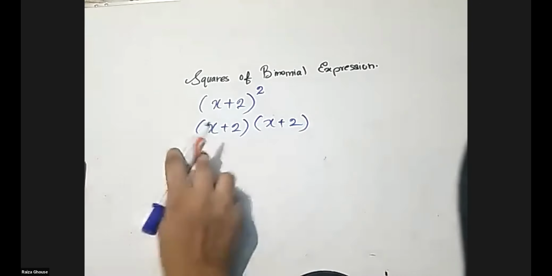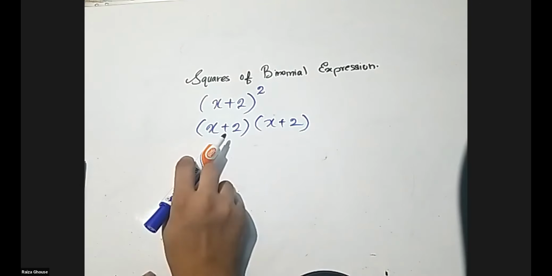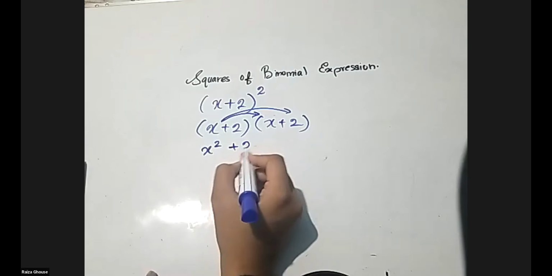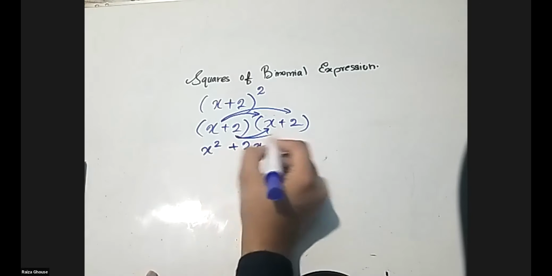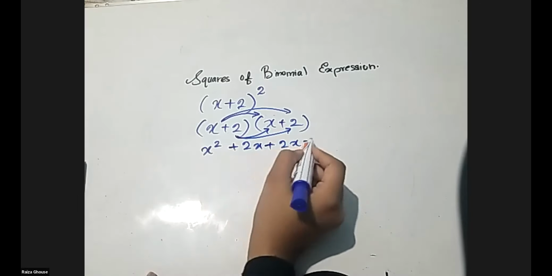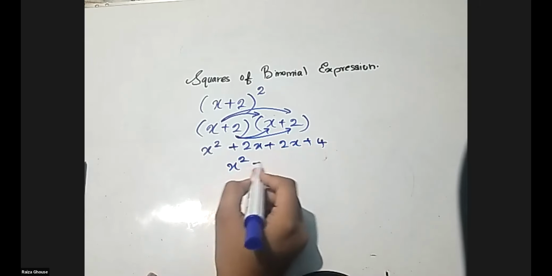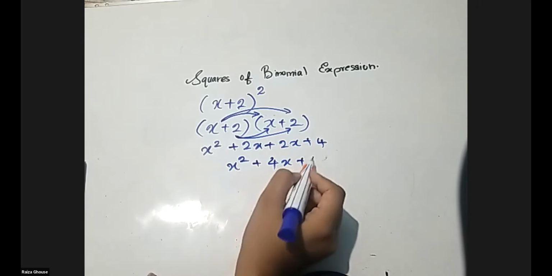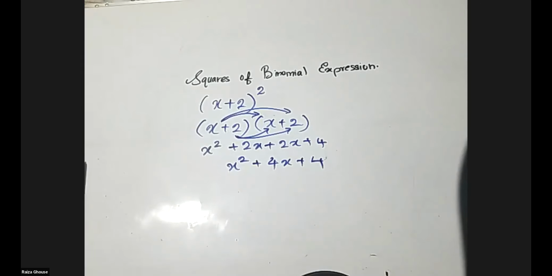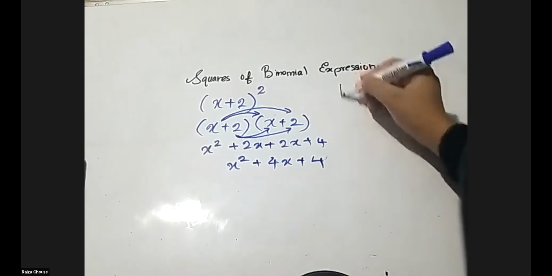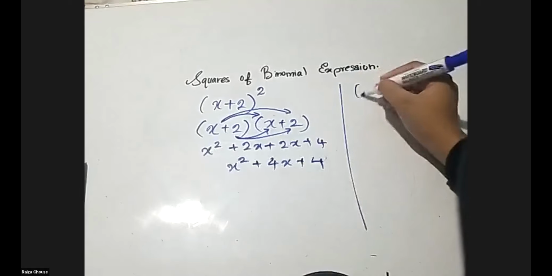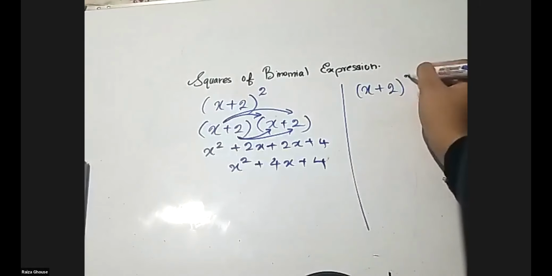But what should we do here? This is what we learned in the previous part. How to multiply x into x, x into 2. You are getting x squared plus 2x plus 2x plus 4, and you are getting the final answer, x squared plus 4x plus 4. So this is a longer method. To avoid this long step, we are introducing a shorter method. Listen carefully.